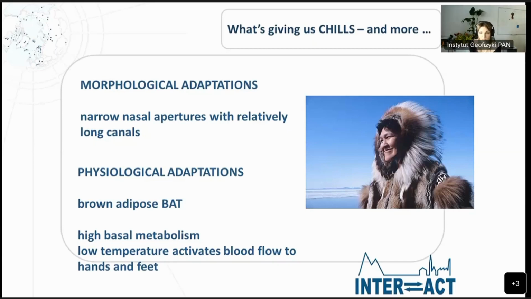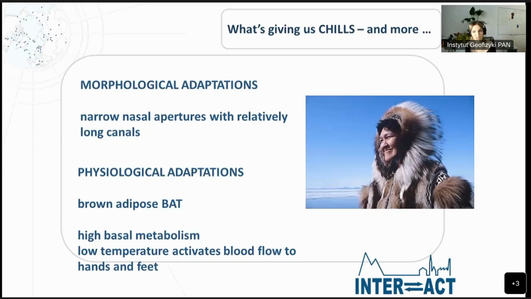such conditions. So brown adipose tissue, BAT, is one of the adaptations, but there are also morphological adaptations. In Inuit, they have narrow nasal apertures and relatively long canals, which allows the very cold air to be warmed up. Also, they have very high basal metabolism, and very low temperature activates blood flow toward their hands and feet. Why is that? Normally, our hands and our feet get cold very easily, and as soon as we get cold, these are the parts that get cold first, because it takes a lot of energy to provide blood and energy flow to these parts. But it is also some sort of protection mechanism.